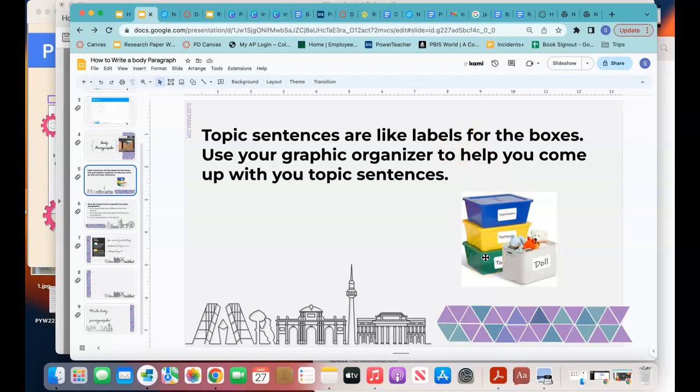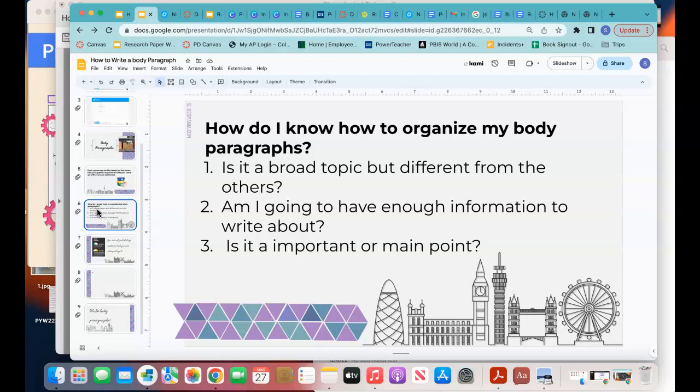Today, I'm going to show you how to use your graphic organizer to help you come up with topic sentences to label your body paragraphs and help you organize your paper, okay? So there's 3 things that you need to look at when you're trying to organize your body paragraphs. The first one is, is it a broad topic but different from the others? The second is, am I going to have enough information to write about it? And the third is, is it important or a main point?